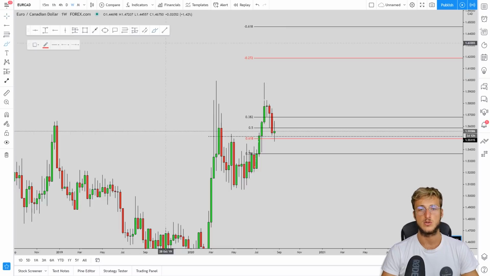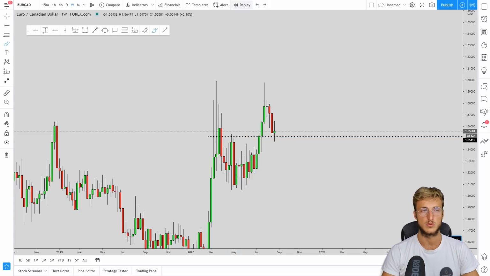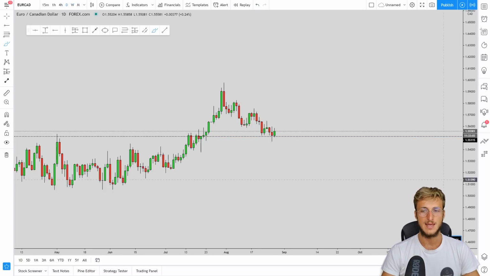And by doing this, you can see that the market retraced exactly to the 0.618, which is obviously the golden ratio from which you would like to see the market give you a move to the upside. Going down on the daily, what can we see?